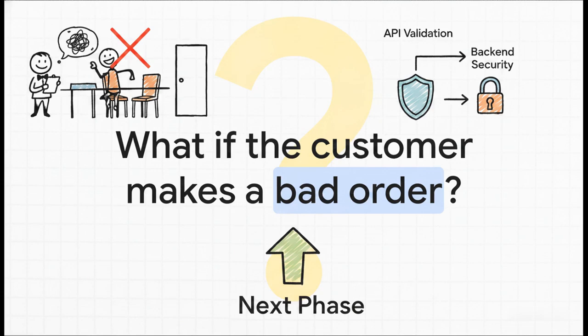But I want you to think about this question as we wrap up today's explainer. What happens if the customer makes a totally bad order, like requesting something that isn't even on the menu? Or worse, what if they maliciously try to bypass the waiter entirely to sneak right into the kitchen? Keep that in mind because it perfectly sets up our next phase on API validation and backend security. Until next time, keep building.